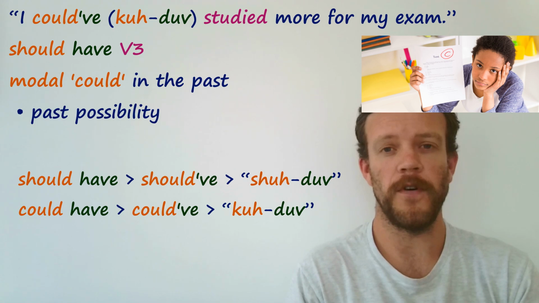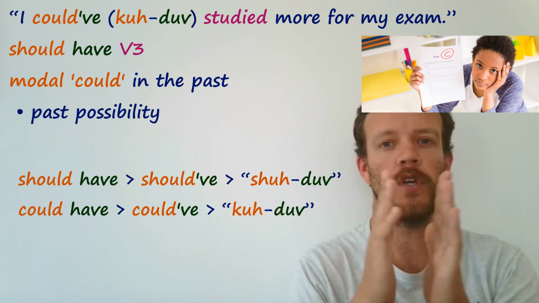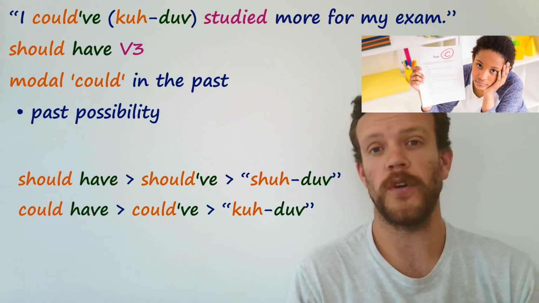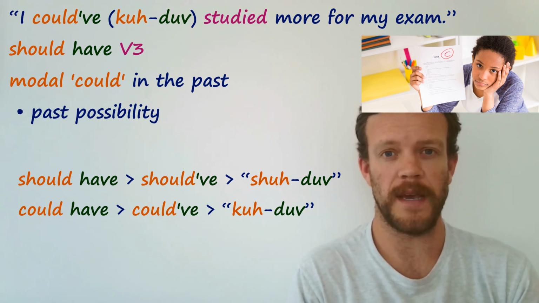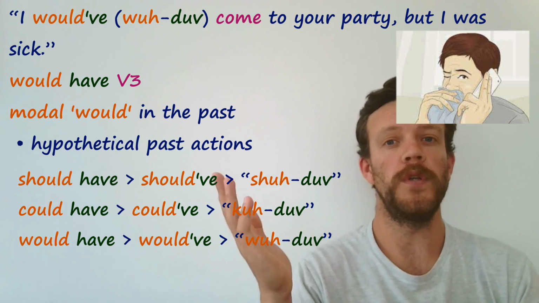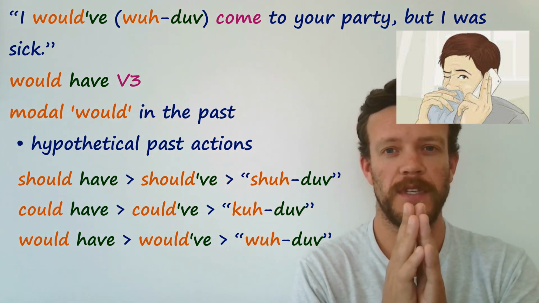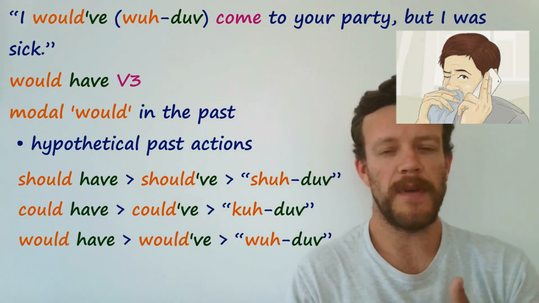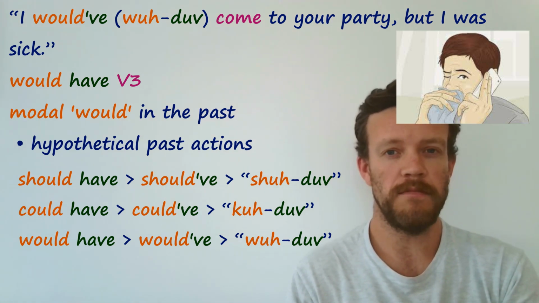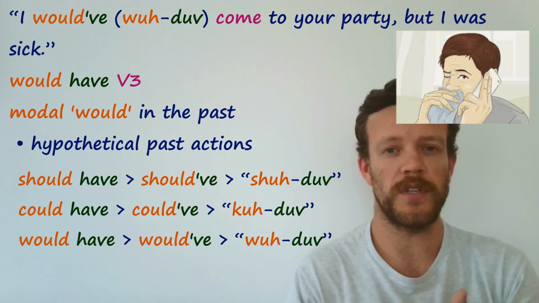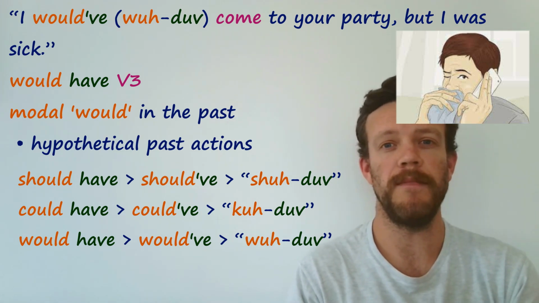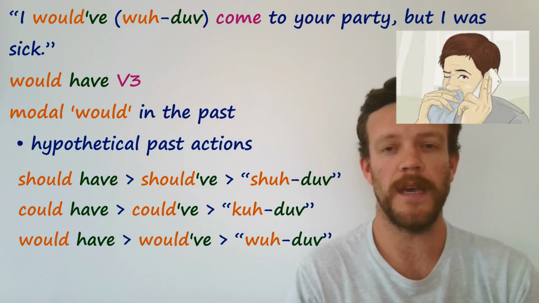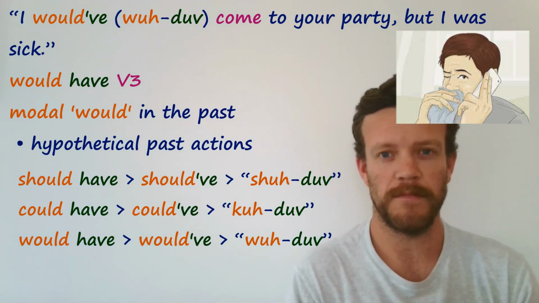It's the same for could have, to talk about possibility in the past. I could have studied more for my exam. Or would have. I would have come to your party, but I was sick. These are going to make you sound much more natural, but also are going to make the structures easier and probably make you more accurate. So do try to start thinking about connected speech.